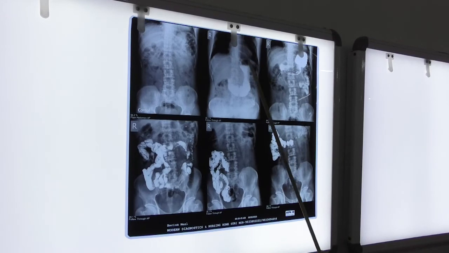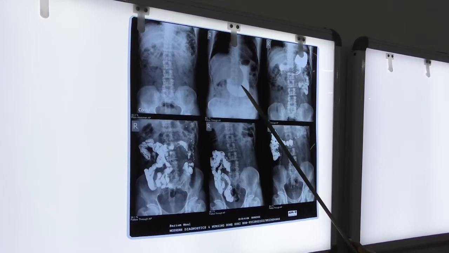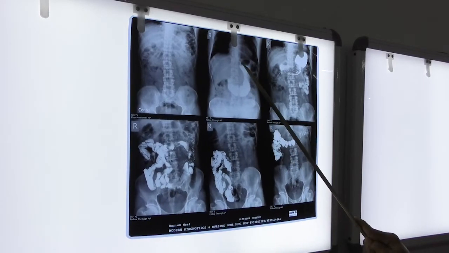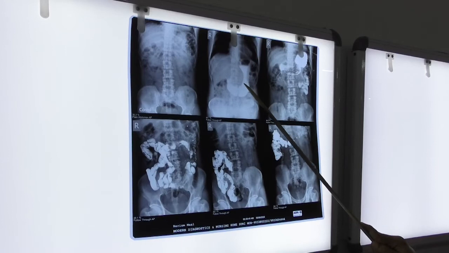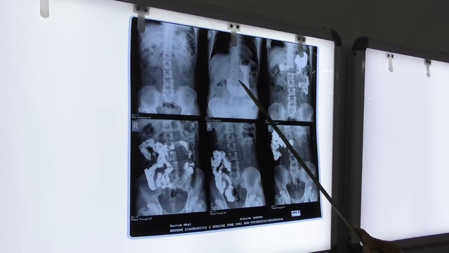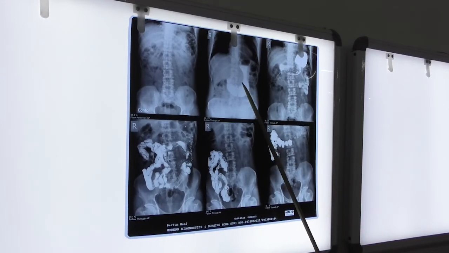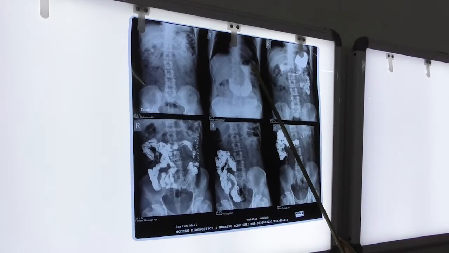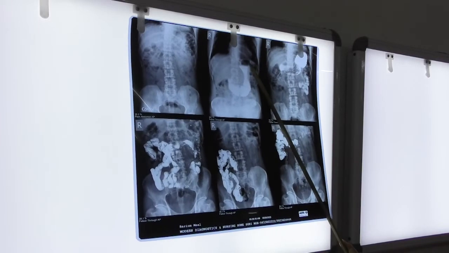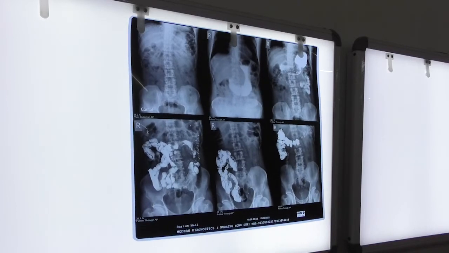So next we can see the shadow of the stomach. We can see the lesser curvature, we can see the greater curvature. In the lesser curvature we can see it goes straight down. Then here we can see the incisura angularis, and this is the greater curvature. Sometimes we can find a filling defect. If there is a filling defect, we can see there is a gastric carcinoma.